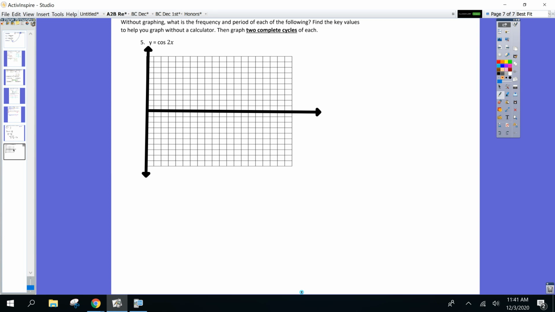We did 2 yesterday, but I don't feel too comfortable yet. So we're graphing cosine 2x. Again, from yesterday, if that b value, that frequency, is something other than 1, you're going to have a brand new x-axis to label. It's not going to go pi over 2, pi, 3 pi over 2, and 2 pi. So let's go over the steps again on how to figure out what's on the x-axis.